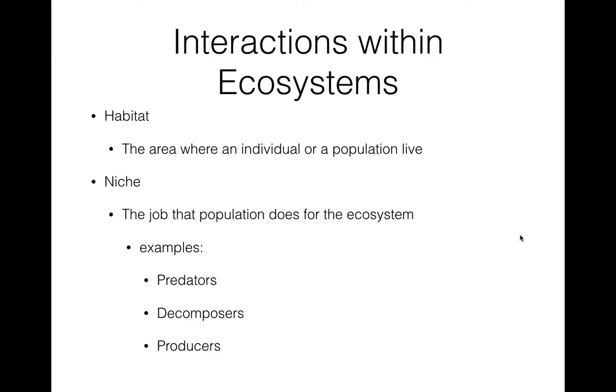So some of those things that niches can be would include predators. Predators would hunt other organisms within the system. Those predators would help keep a balance in the number of organisms within a particular community. Decomposers are important for breaking down organisms that have died and the components need to be recycled so that other organisms can use them. Producers, we talked a lot about. Producers produce glucose to feed all the other organisms, as well as oxygen so that we can have aerobic respiration occur.